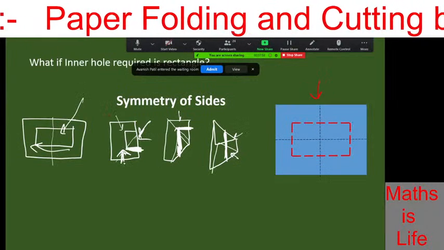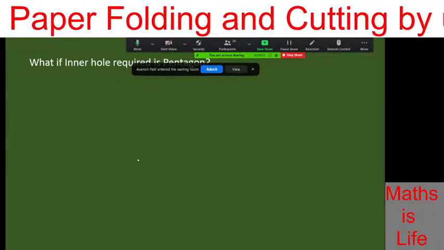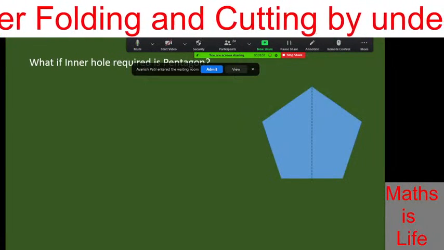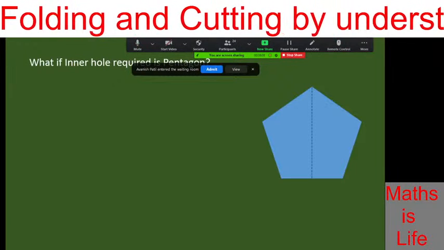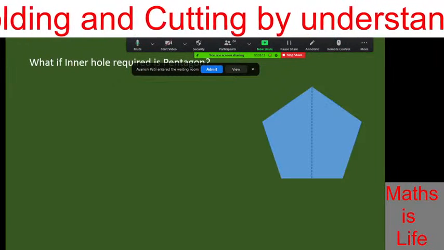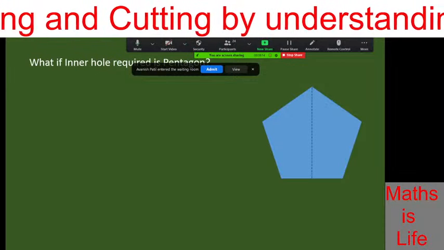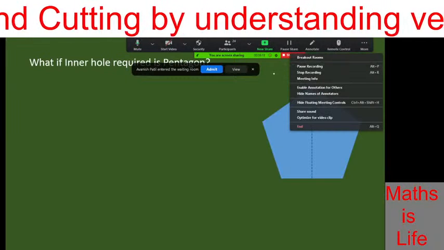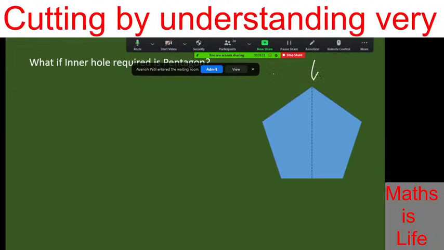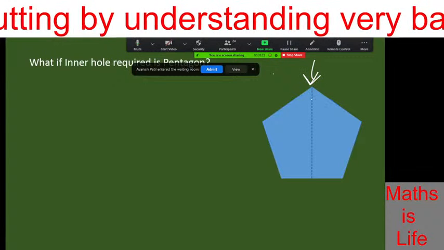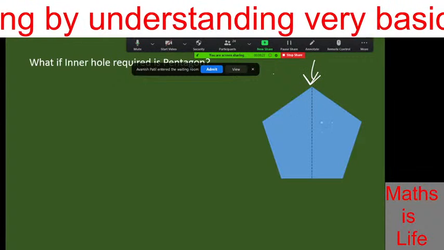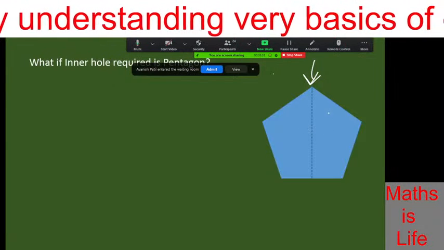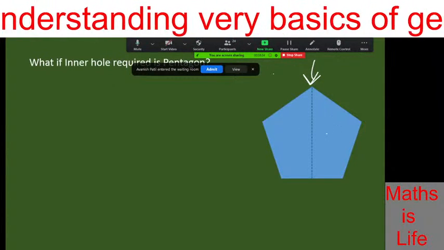Okay, now the question is, what if it is a pentagon? Remember, a pentagon has 5 sides. We are talking about regular shapes which have all the same side lengths. So what about this pentagon? A pentagon has a symmetrical line, so we can cut out a pentagon using one straight line. This is the symmetrical line. A symmetrical line means on both sides there is the same thing, just like a mirror reflection. So we can cut this shape using one straight cut.